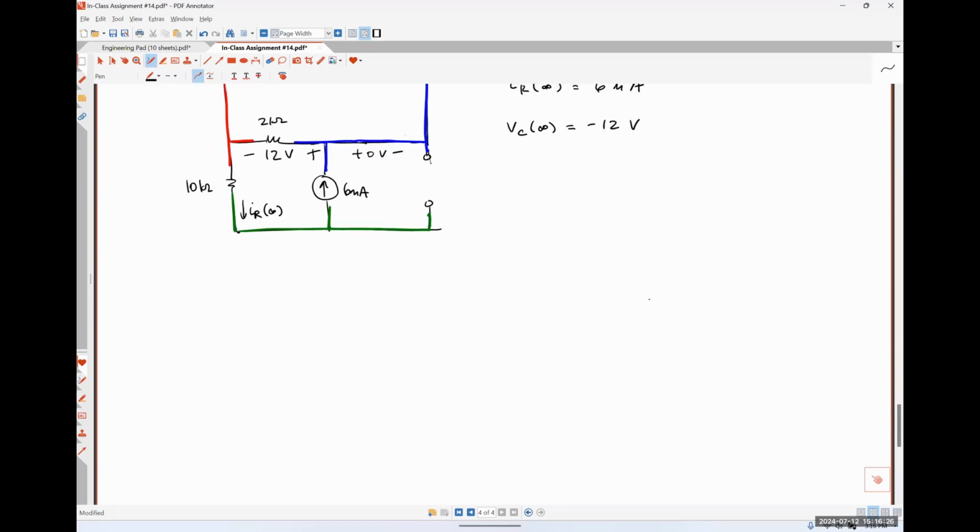Okay. So step number 4 is to, sorry, it is not to analyze. It is to determine tau during the transient.